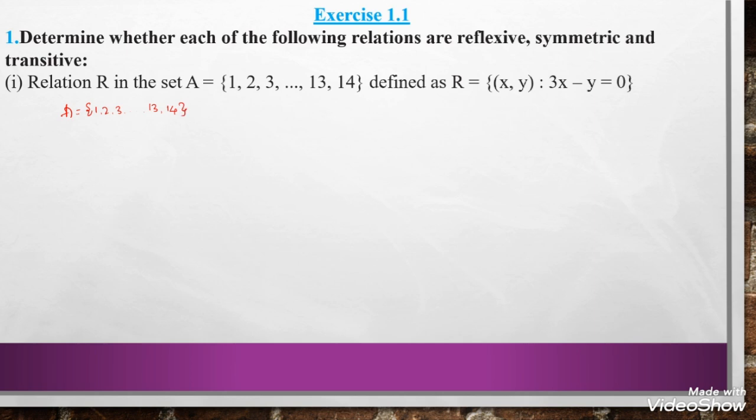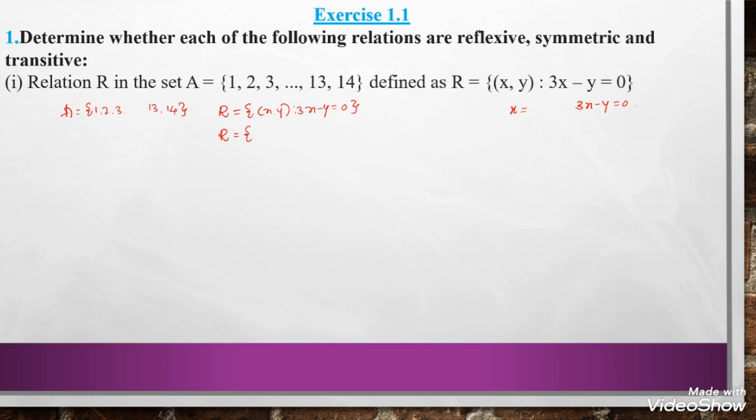Based on this set, the given relation R is equal to the ordered pairs (x, y) such that 3x minus y is equal to 0. The relation is given in equation form. We have to solve the equation and, based on the equation, write the ordered pairs. I will consider the equation 3x minus y is equal to 0. We will take the elements one by one.